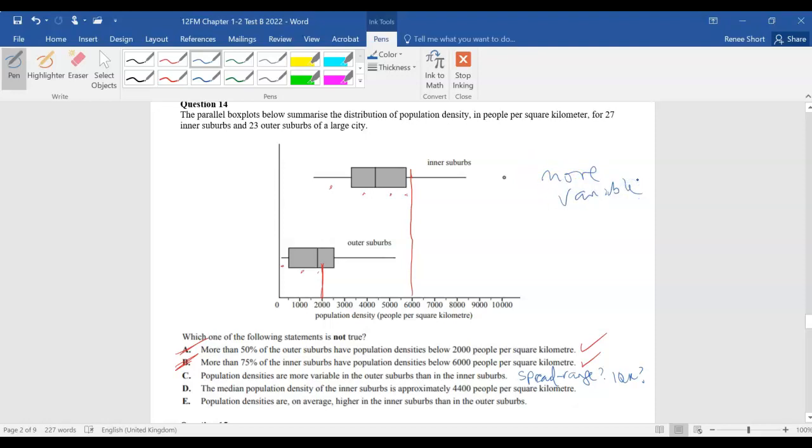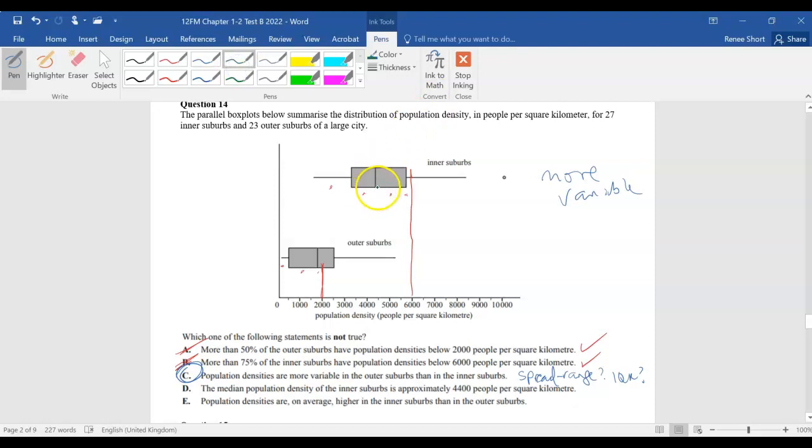Now, this said that outer suburbs are more variable, which is not true. So yes, C will be our answer, but we should just check the others to make sure we haven't made a mistake. The median population density of the inner suburbs is approximately 4,400 people per square kilometre.